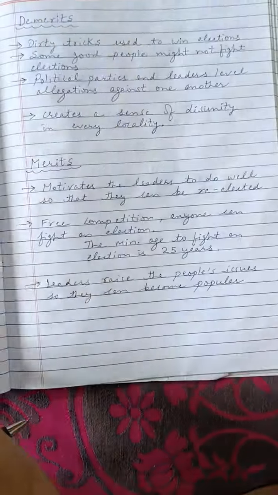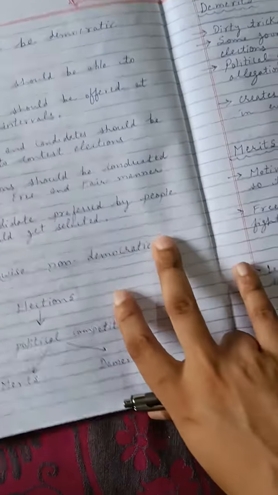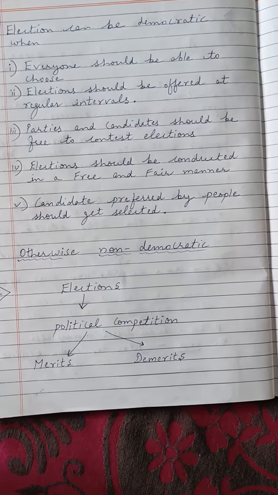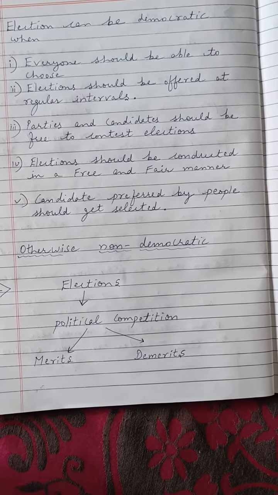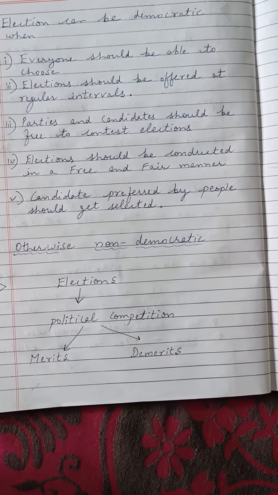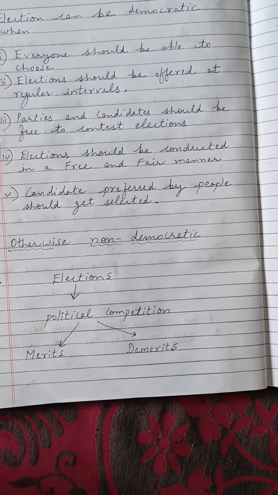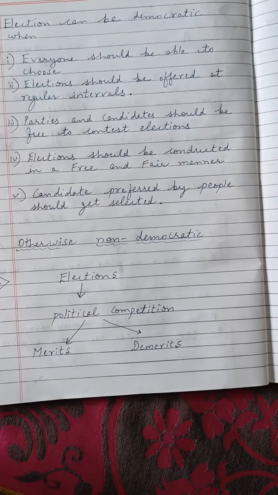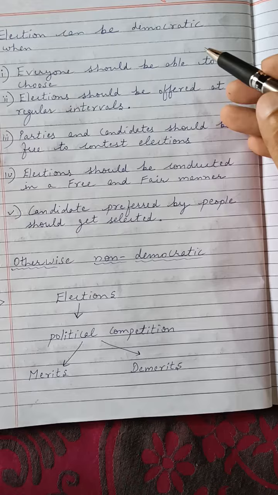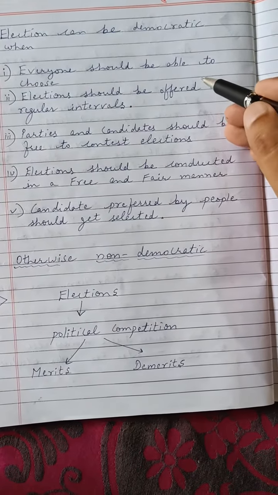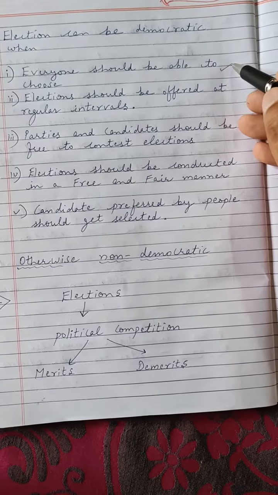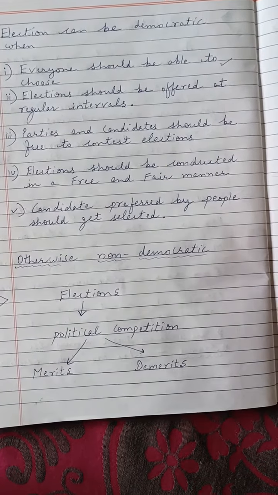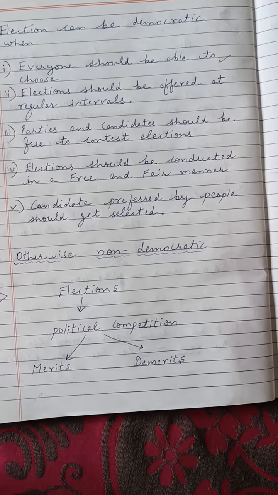Okay, moving on to the next topic. Elections can be democratic or non-democratic. How can we define which elections are democratic and which are non-democratic? Let us see some main points. Elections are democratic when everyone is able to choose. There is no discrimination. There is universal adult franchise, with no discrimination on the basis of caste, gender, class, or religion.